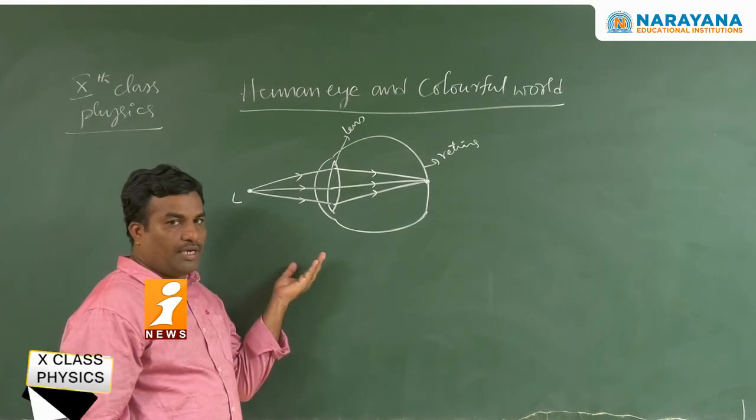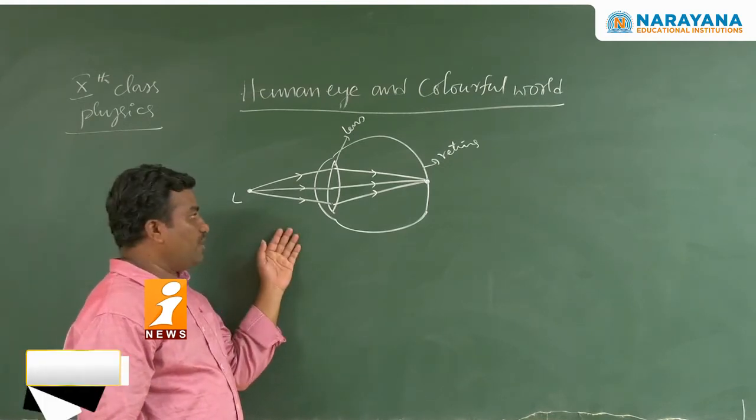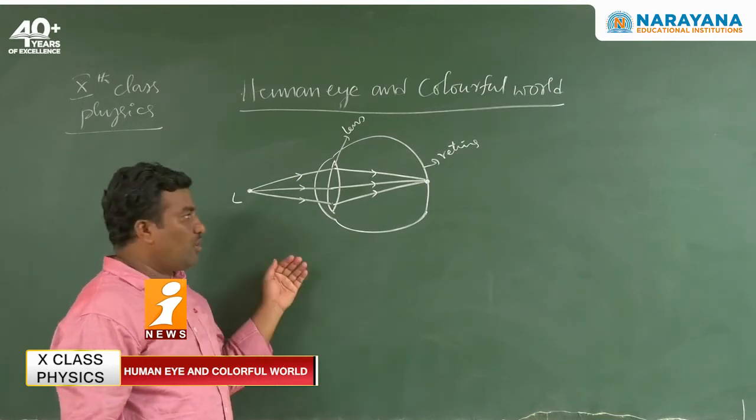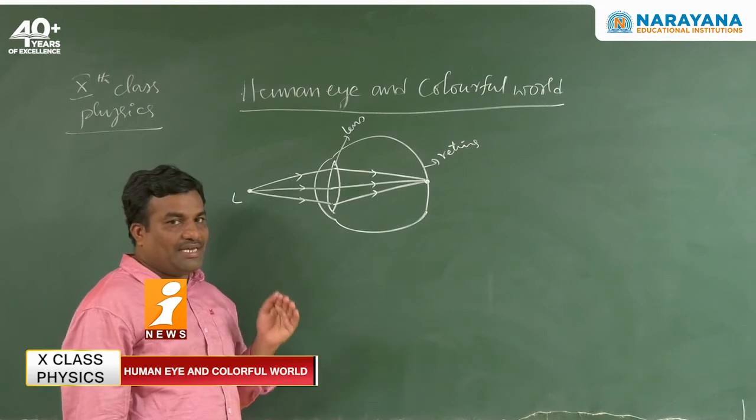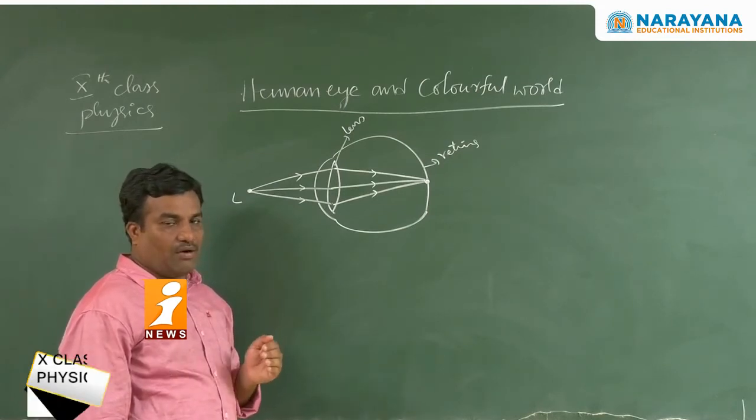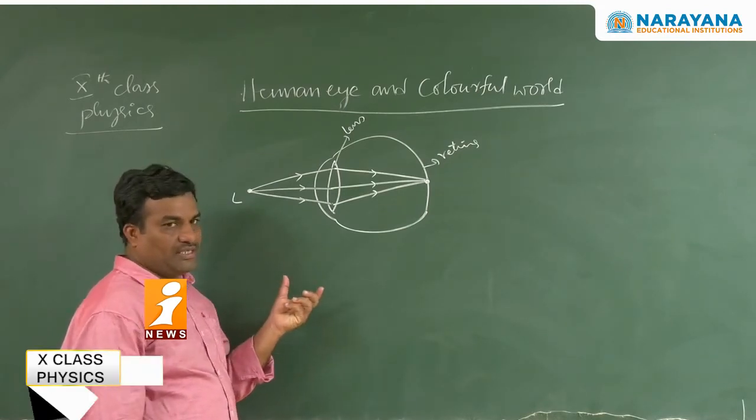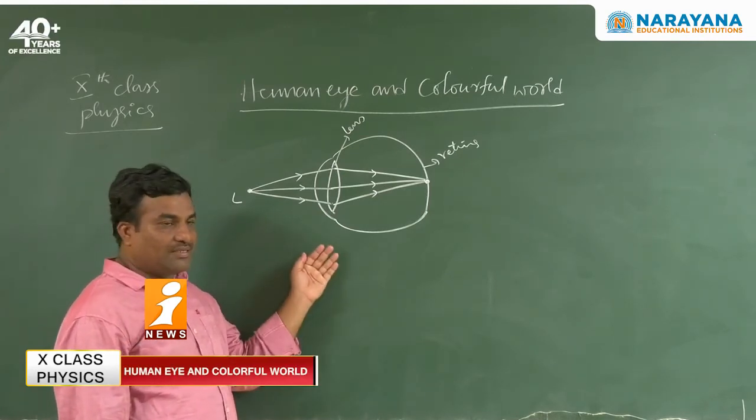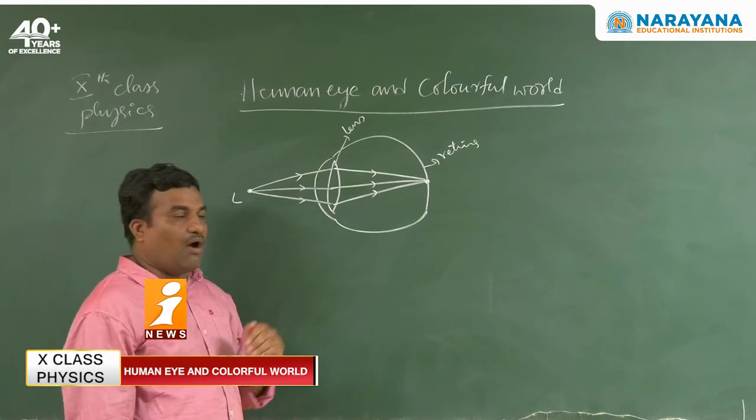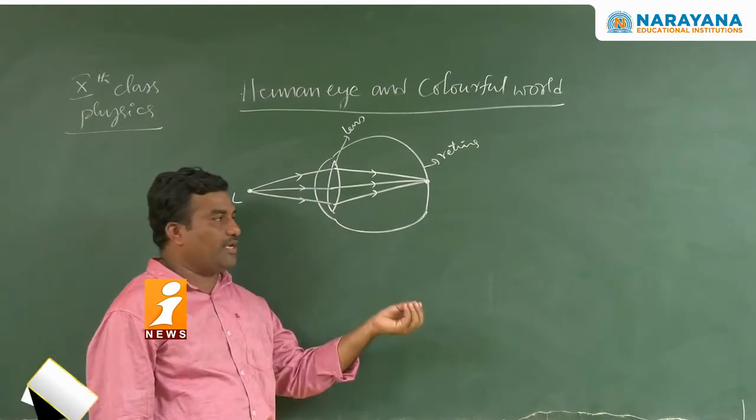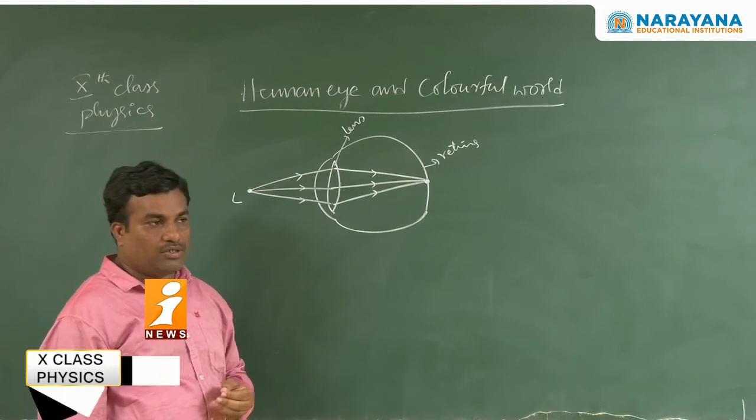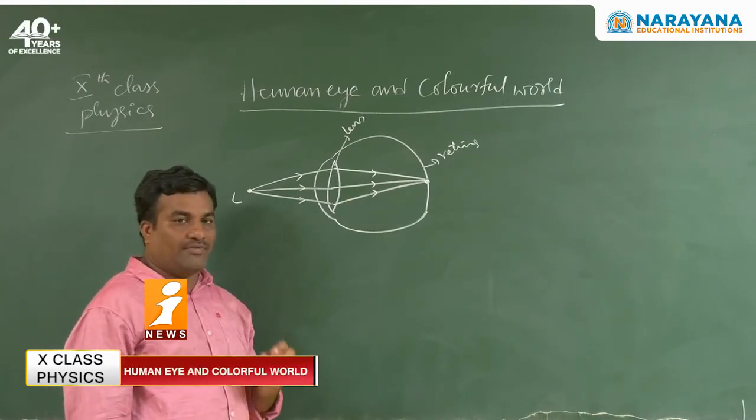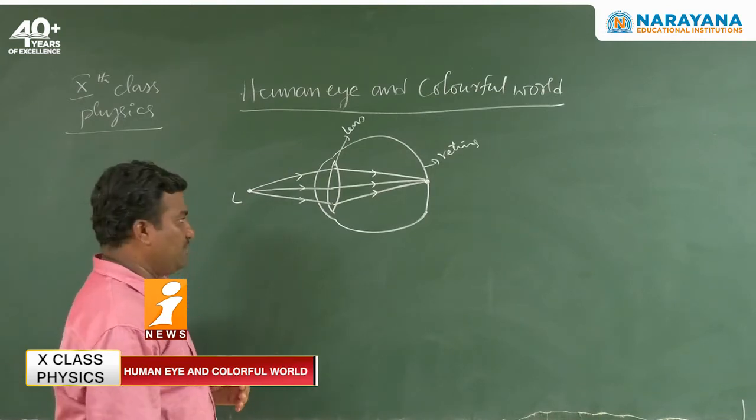Earlier we were finding it for a long distance. Now we focus on the close object. Close object means minimum distance. The least distance of distinct vision of the human eye is 25 centimeter. The object is placed at that distance, so the light rays fall on the eye lens. After refraction we are getting the point image on the retina. So this lens always gives real, inverted and diminished images.